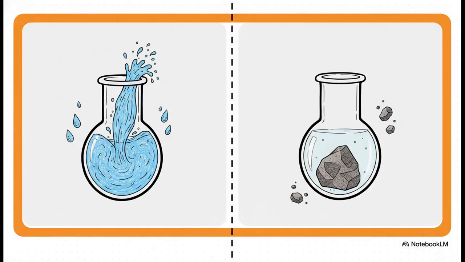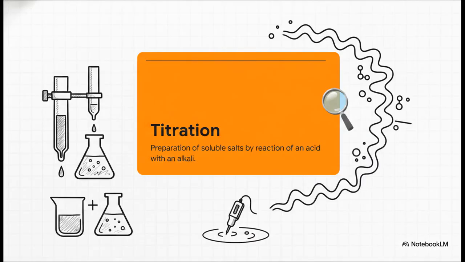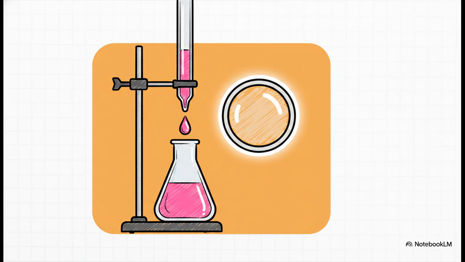So, how do we make soluble salts? It depends entirely on whether your starting materials actually dissolve in water. If you're mixing an acid with a soluble alkali, you need a highly precise analytical technique called titration. We drop in special chemical indicators to pinpoint the exact molecular moment when the solution becomes perfectly neutral.